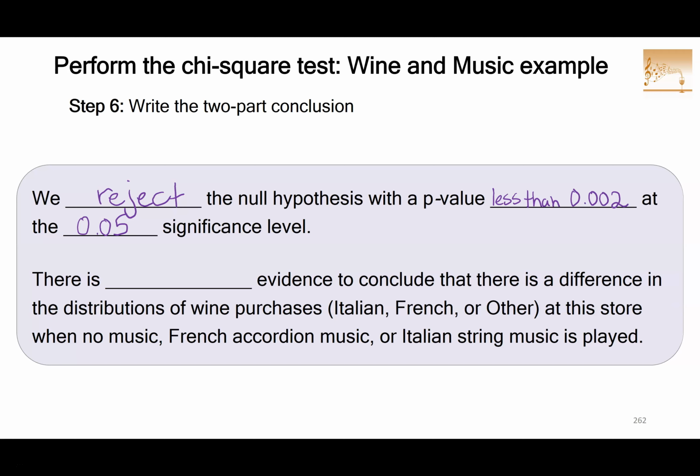And then here, this is where we use that spectrum again. So if our p-value is smaller than 0.002, that's really small. That's really strong evidence. So we have very strong evidence to conclude that there's a difference in the distributions of wine purchases, Italian wine, French wine, or other wine at the store when no music, French accordion music, I didn't know it was French accordion music, or Italian string music is played. Yeah, I don't think we have those details about the instruments. Basically, given these three music options, the music playing seems to have an impact on what type of wine is being sold. French wine, Italian wine, or other wine.